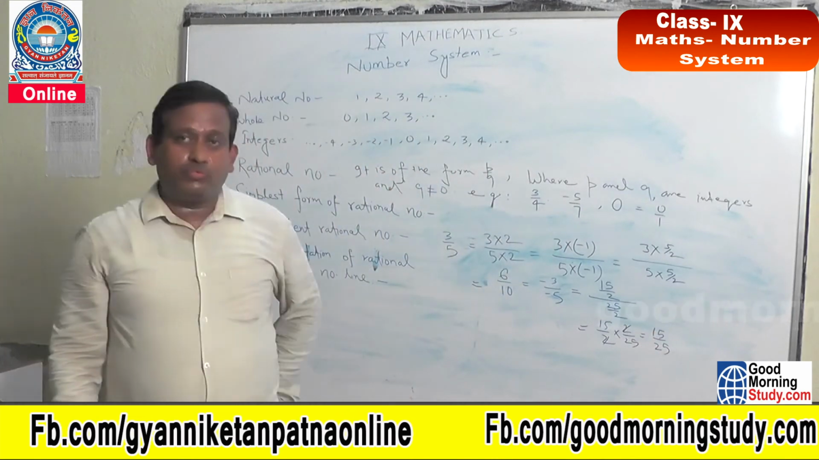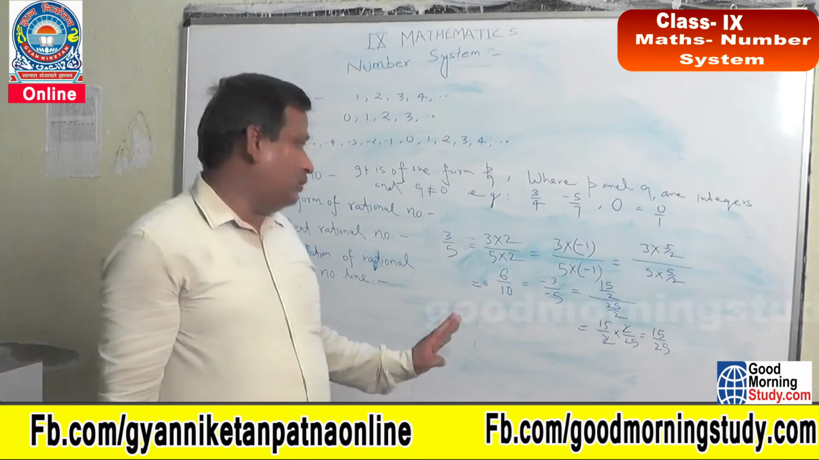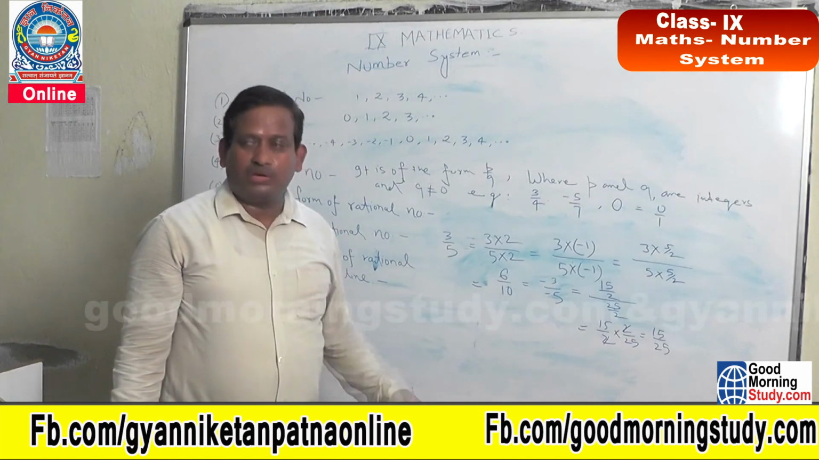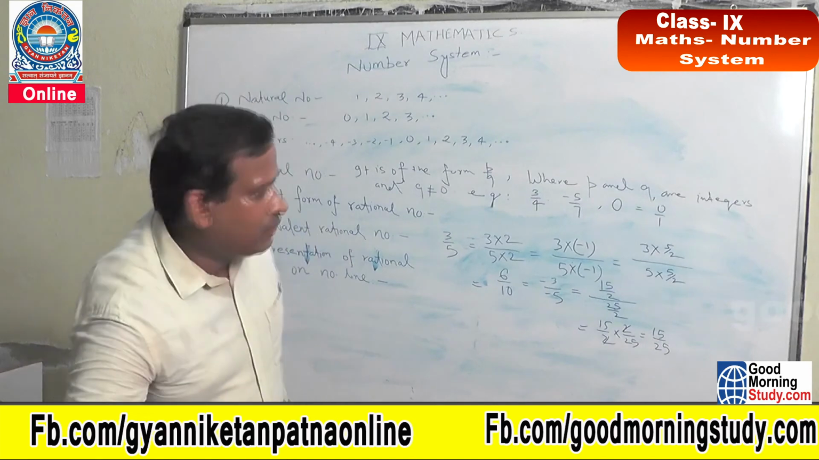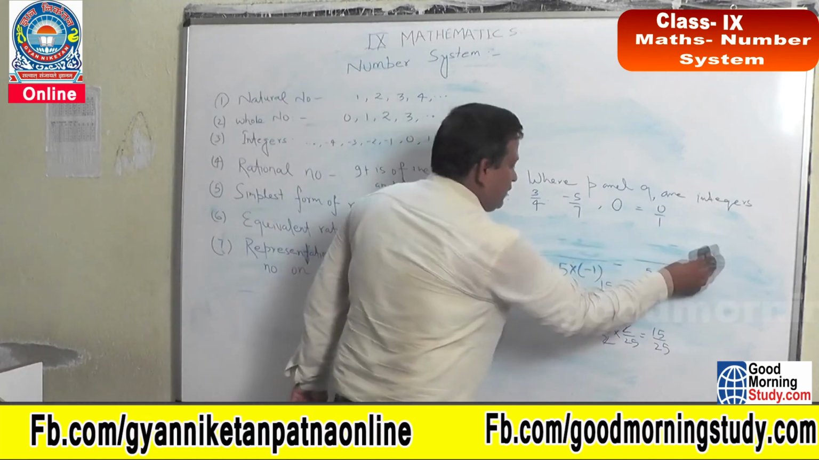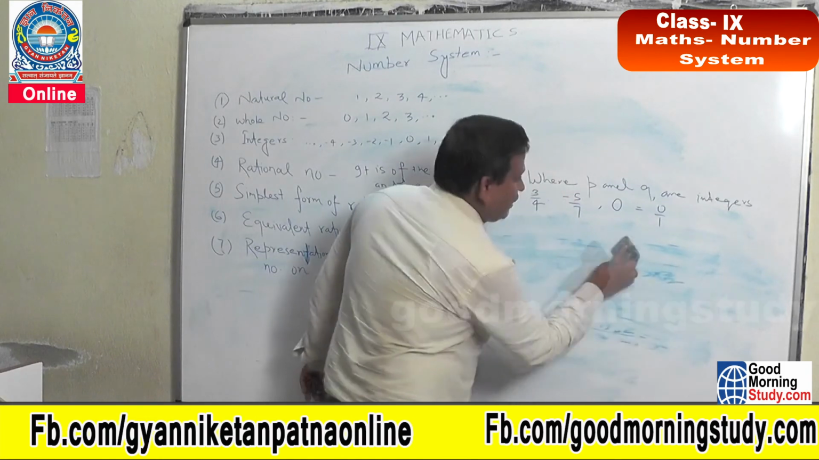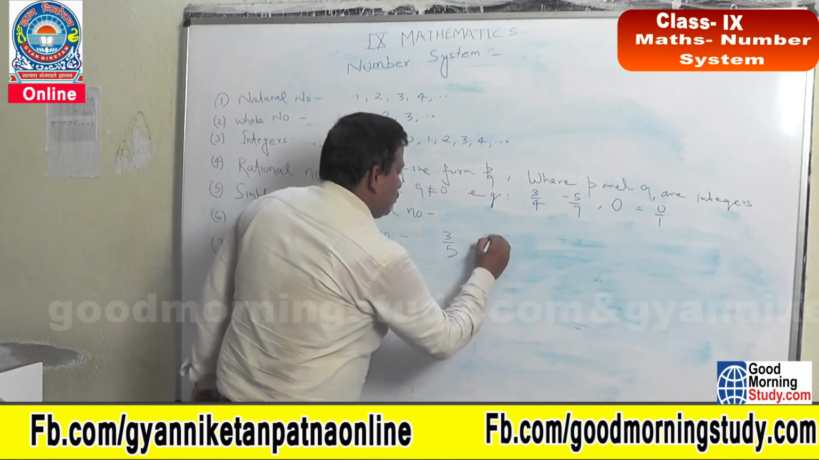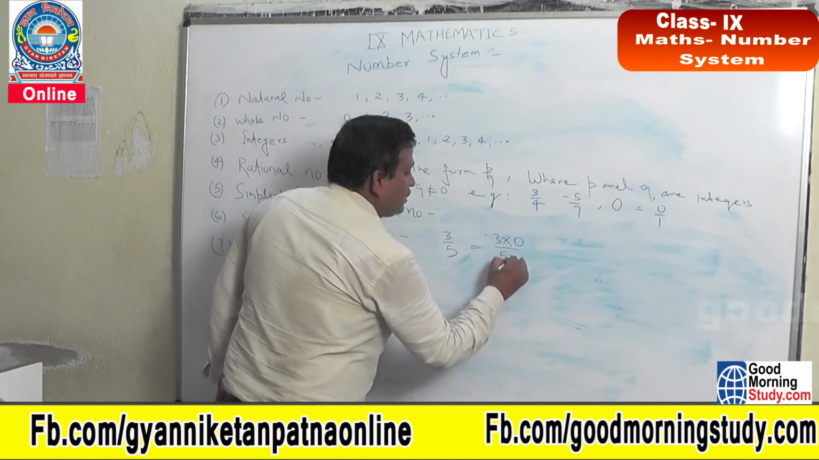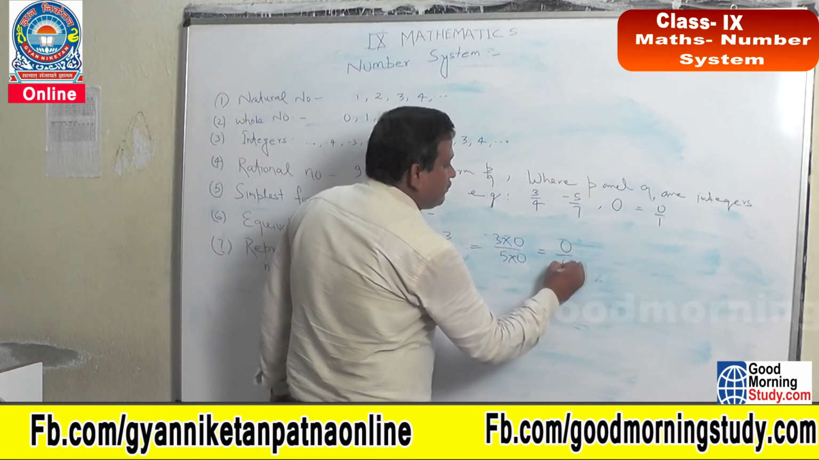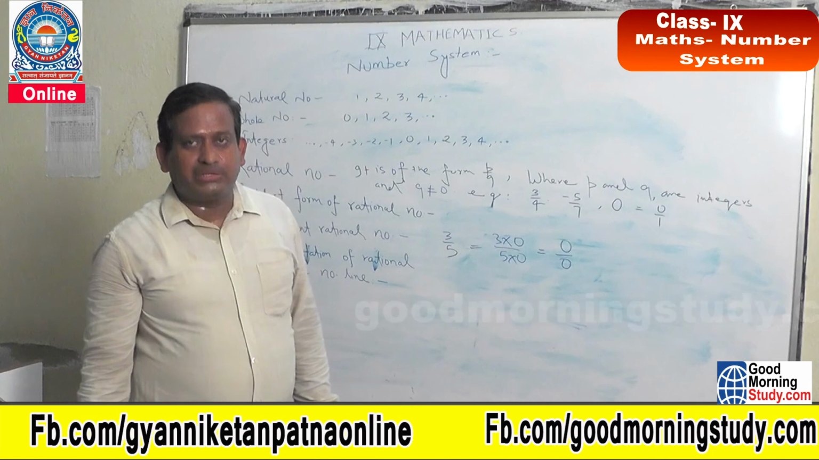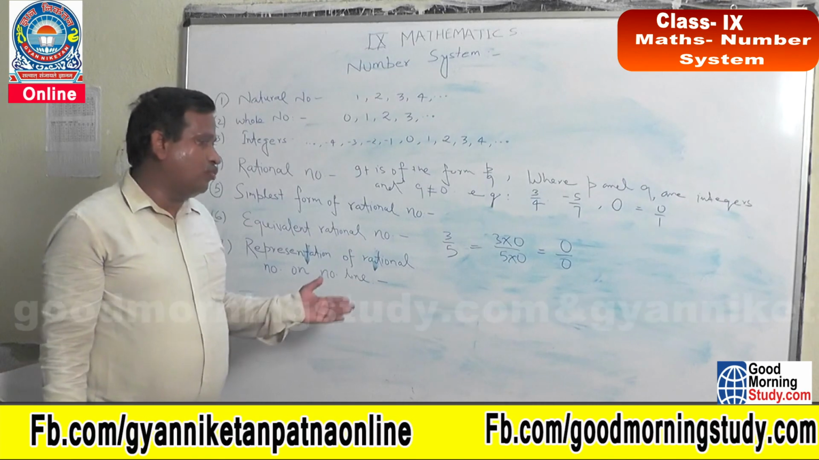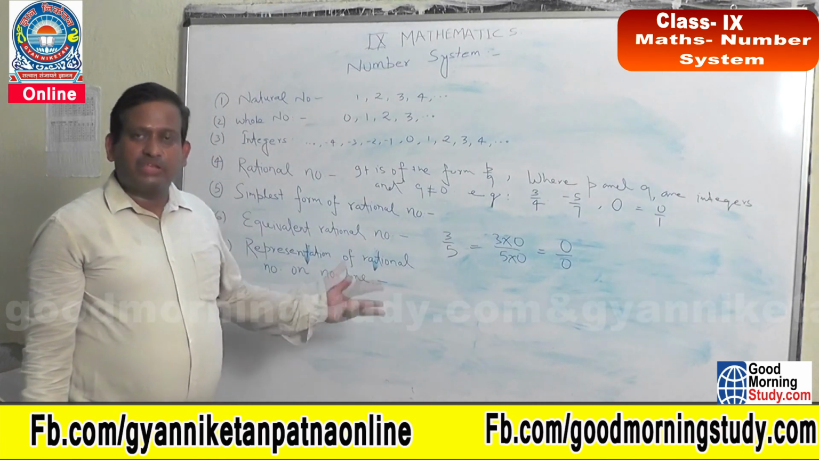Children, one more thing you have to remember here. I am telling you to multiply by the same non-zero term. You cannot multiply by 0. What will happen in that case? Suppose 3 by 5 is there, and we are going to find the equivalent rational number, and I am multiplying both numerator and denominator by 0. So what will happen in that case? We will get 0 by 0, and this is an indeterminate term. So if you are finding an equivalent rational number, you should multiply both numerator and denominator by the same non-zero number.